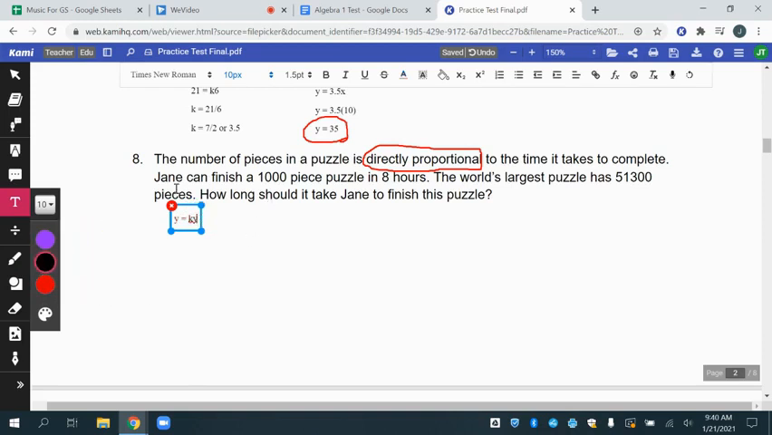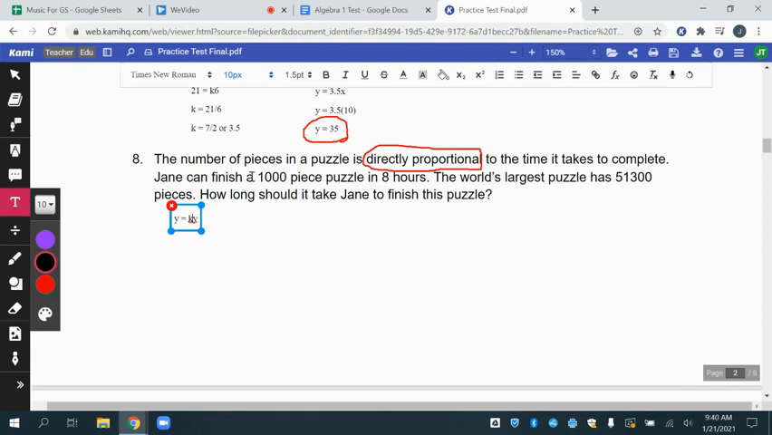Now let's figure out how to solve it. What are my numbers? We're talking about Jane finishing a puzzle. The more puzzle pieces there are, the longer it takes to finish the puzzle. That makes sense so far. It takes her 1,000 pieces, takes 8 hours of work. We're going to work with that. Those are my 2 variables. Based on how many hours it takes her, we can figure out how many puzzle pieces, or based on the number of pieces, we can figure out how many hours.